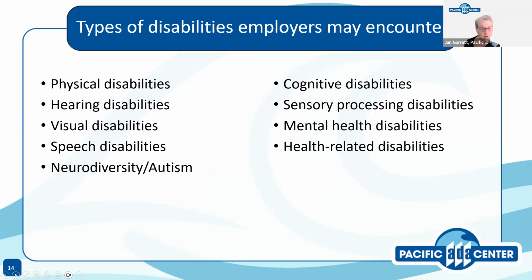So there are many types of disabilities that employers may encounter and that employees may have. Again, this is a partial list. Physical disabilities, hearing disabilities, visual disabilities, speech disabilities, neurodiversity, autism, that could include ADHD, cognitive disabilities, learning disabilities, sensory processing disabilities, mental health disabilities, health related disabilities, including long COVID, which is now considered a disability if you are proven to have long COVID.